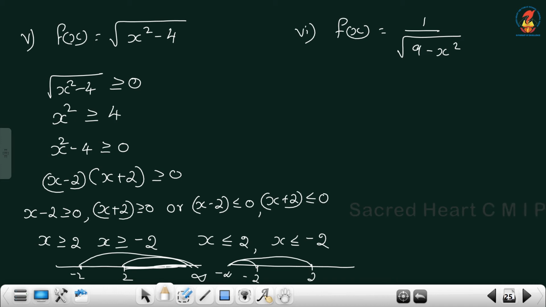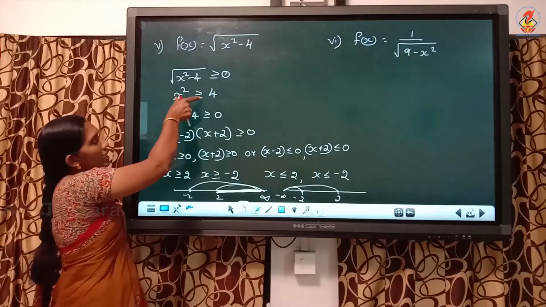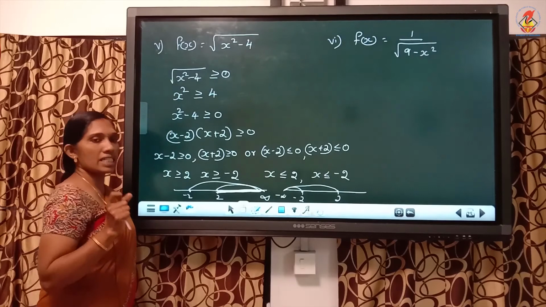Is this case possible, children? Look here, x square greater than or equal to 4. Can I give x as 1? Is 1 square greater than or equal to 4? That is not possible. More than 2 is possible. When x is 2, you will get 4. When x is 3, it is greater than. So you can take only this portion, 2 to infinity. Then only this condition is satisfied.